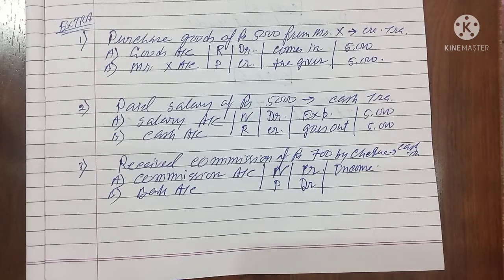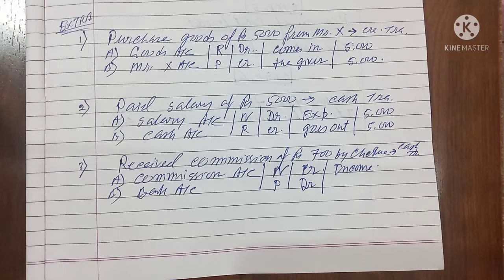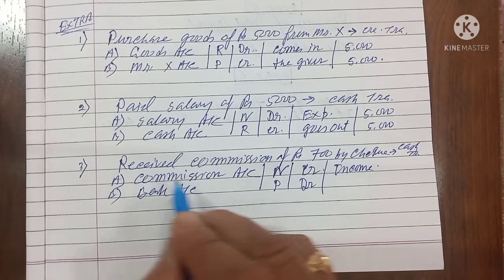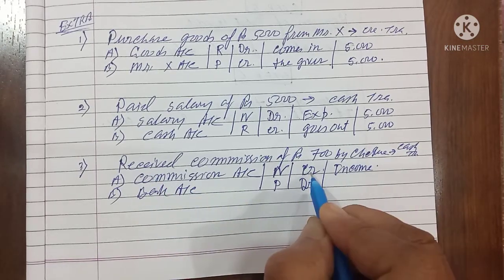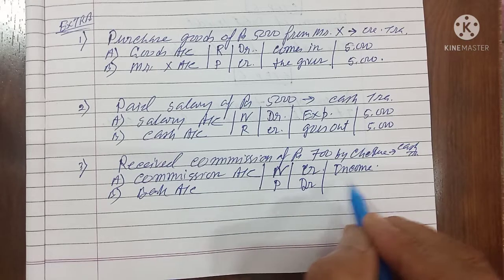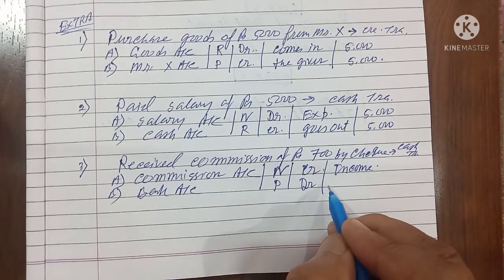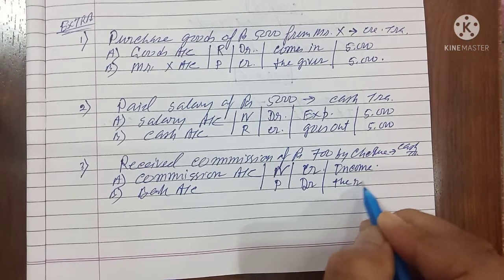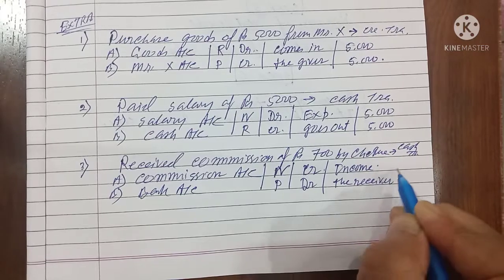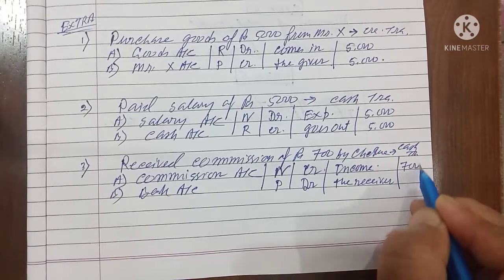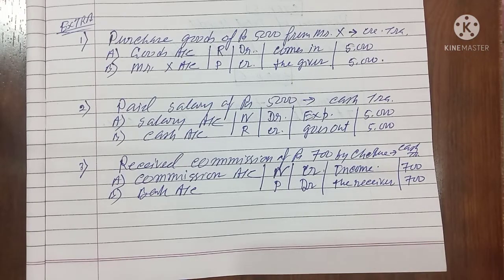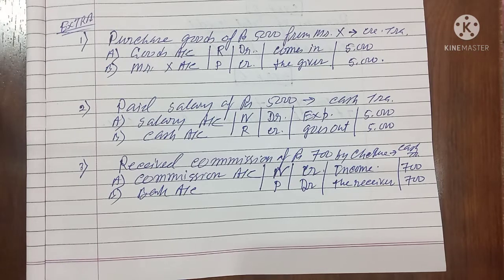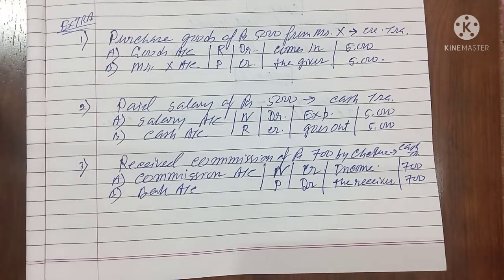All expenses and losses are debit, all income and gains are credit. Here it is received commission. If it were paid commission, it would be an expense, so it would be debit. Since it is received commission, it is income, so for that it is credit, and bank is debit, the receiver. For that it is debit. The amount is 700. In both cases, received commission and paid commission, two accounts, the commission account and the bank account, will come.